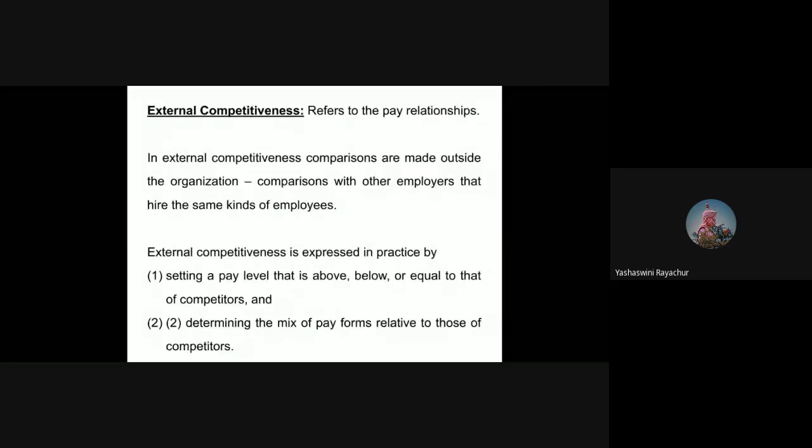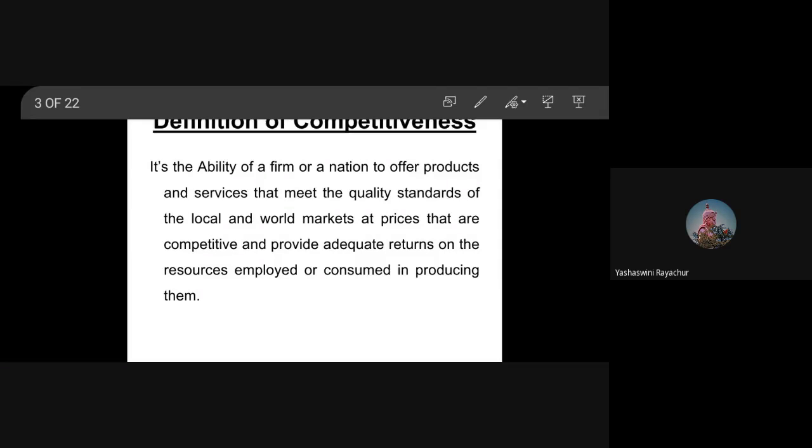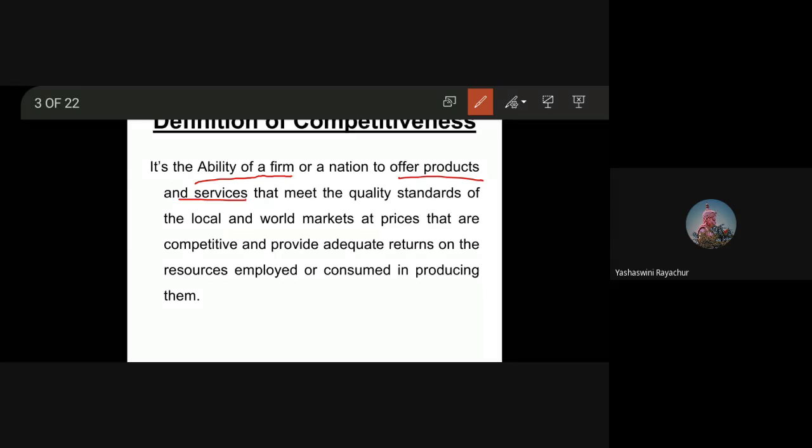Okay, here you have a few variables or factors that have to be considered. Keep in mind, one, it's an ability of the firm which has to be considered while offering any product and services. Also, while offering products and services, the firm should see to it that the quality standards expected by the local market and the international market are met for a certain price. That is what we call competitiveness.